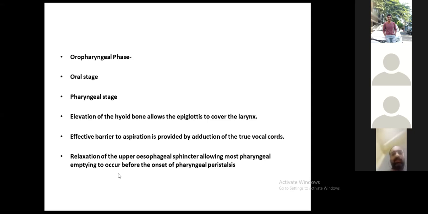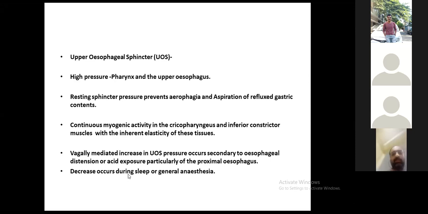The effective barrier to aspiration is actually provided by the adduction of the true vocal cords. And in this oropharyngeal phase, we can see the relaxation of the upper esophageal sphincter, which occurs mainly to allow the food bolus coming from the pharynx to go into the esophagus, just before the onset of pharyngeal peristalsis. The upper esophageal sphincter is the high pressure zone situated between the pharynx and the upper esophagus. The resting sphincter pressure prevents aerophagia and aspiration of refluxed gastric content.